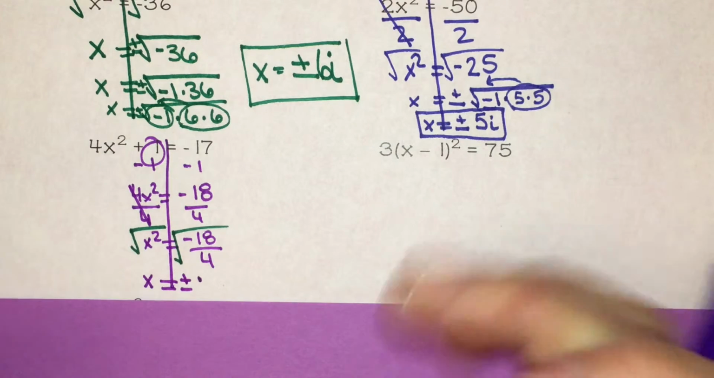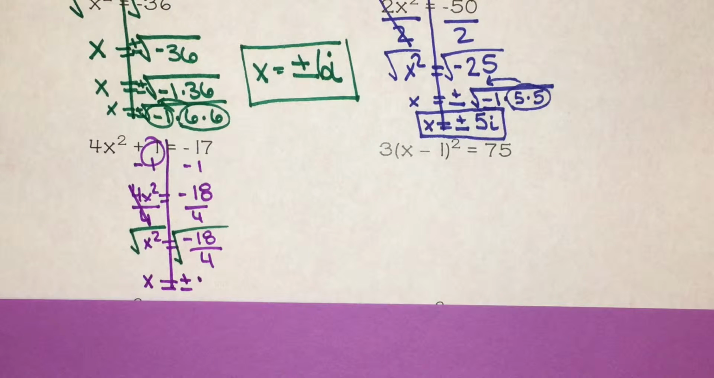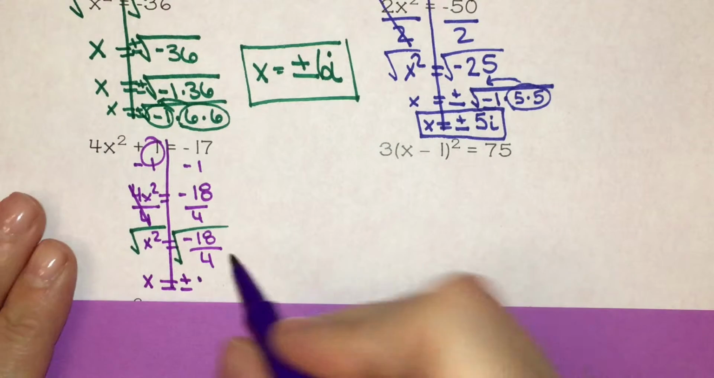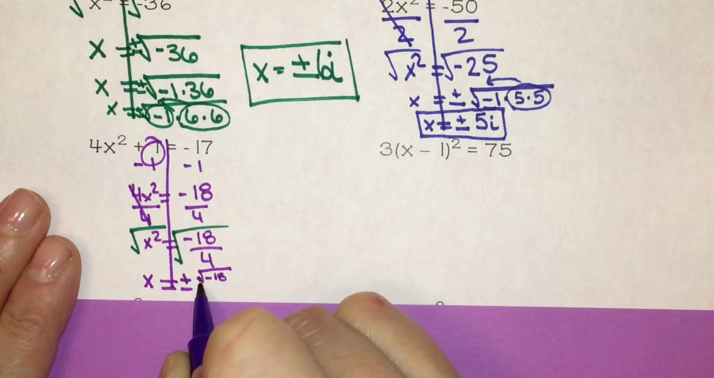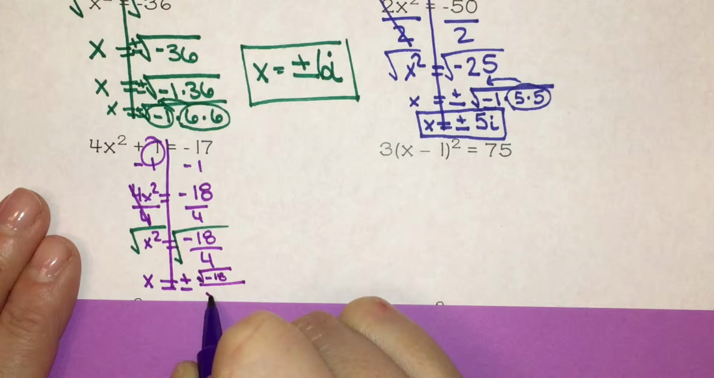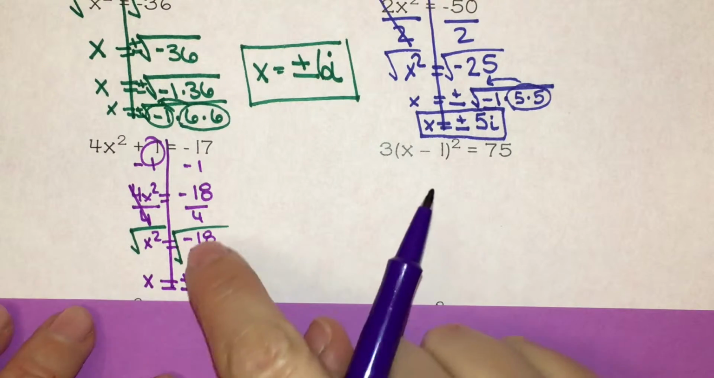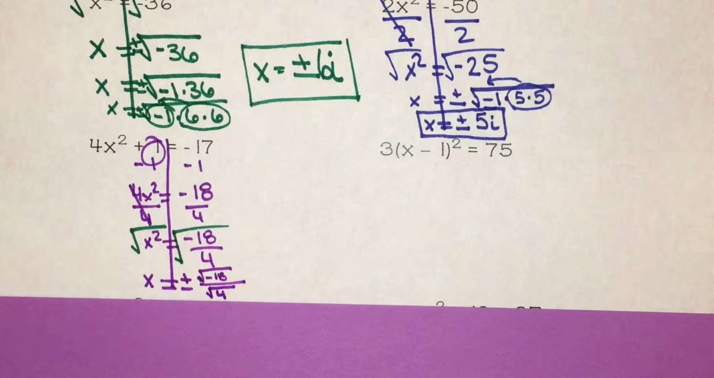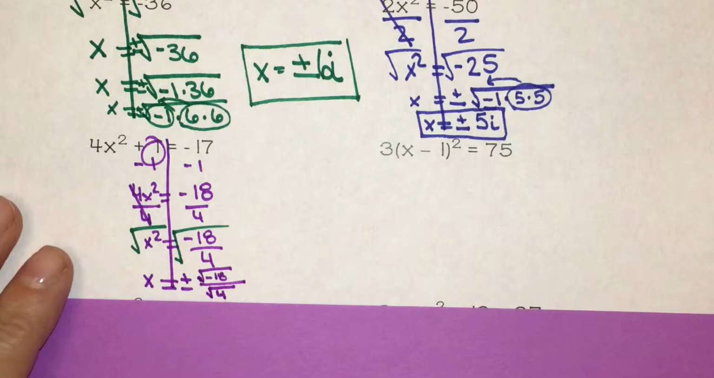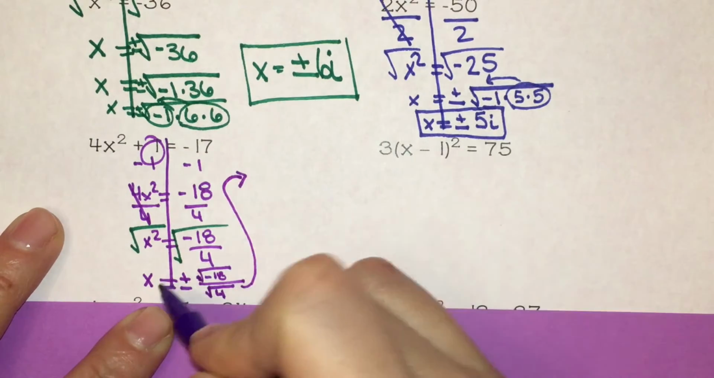Remember when you're taking the square root, if you have a fraction, you're going to take the square root of the top, square root of negative 18, over square root of the bottom, so square root of 4. So you're going to break it up and do the square root of each of those individually. You cannot have a square root in the denominator, but we're going to be okay. I'm going to bring this up and rewrite it.